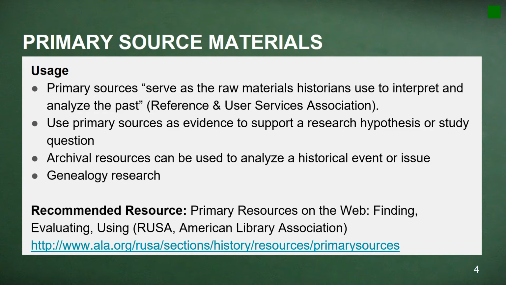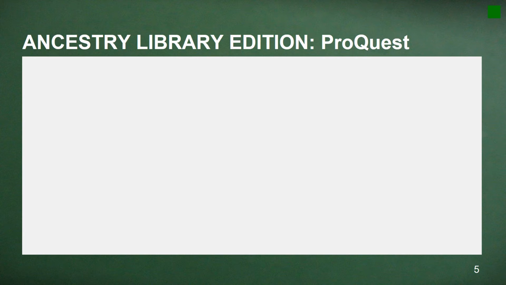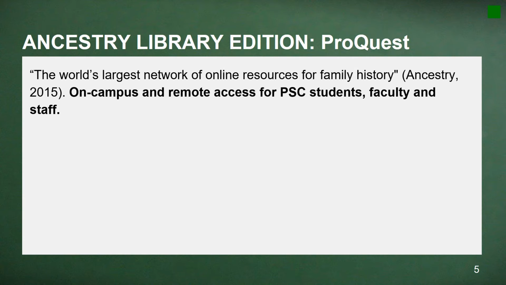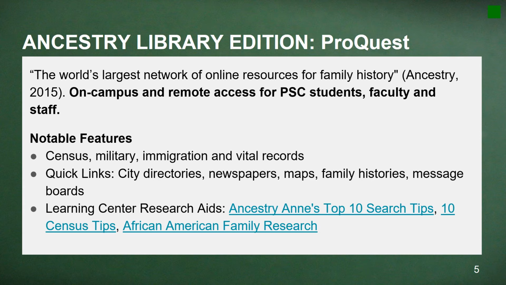So let's start out by learning about Ancestry Library Edition. Now, according to Ancestry, it is the world's largest network of online resources for family history. Ancestry Library Edition is powered by ProQuest, and the website gives subscribers access to census, military, vital records, historical city directories, newspapers, maps, family histories, and a number of other documents that are used by amateur and seasoned genealogists to explore the past through primary sources. There are also some great research aids on the site to help you get started.